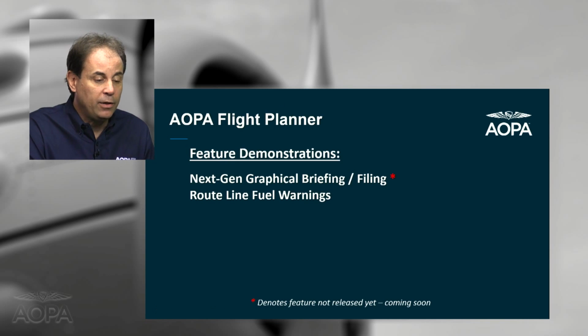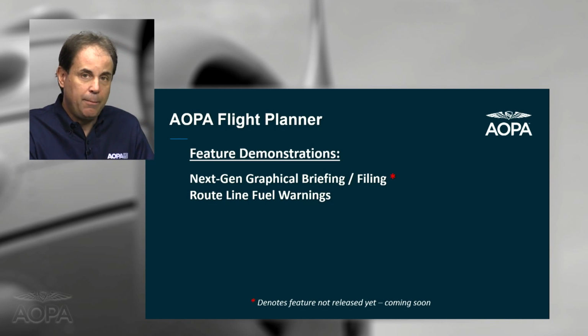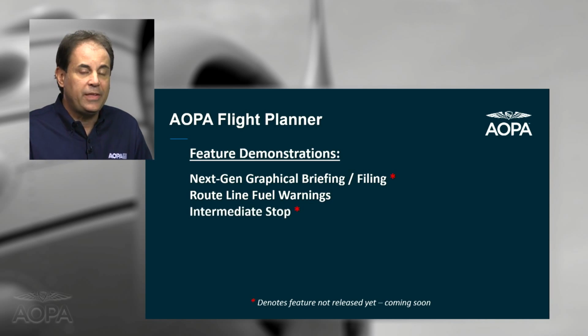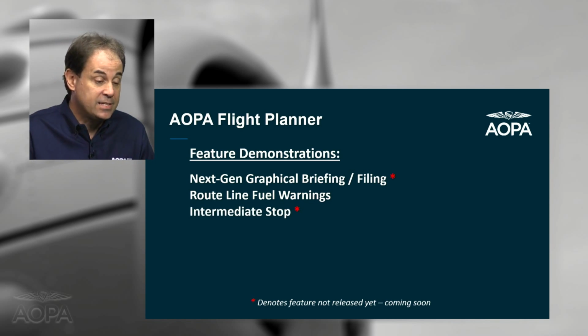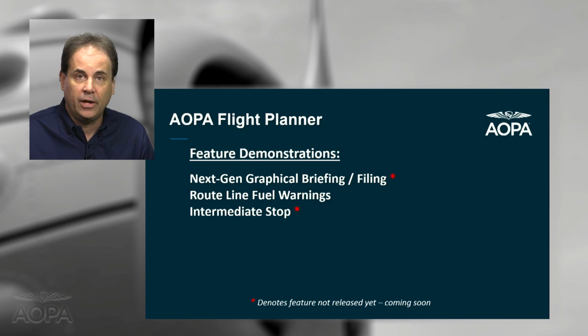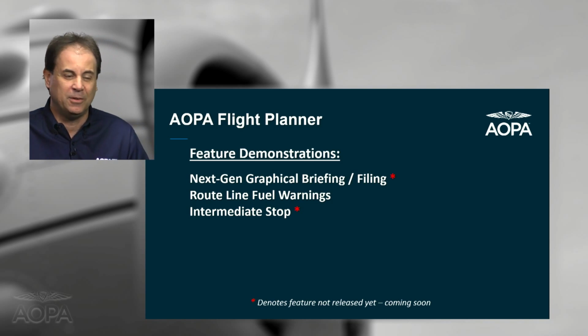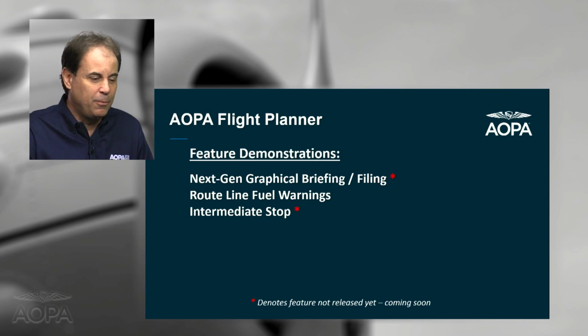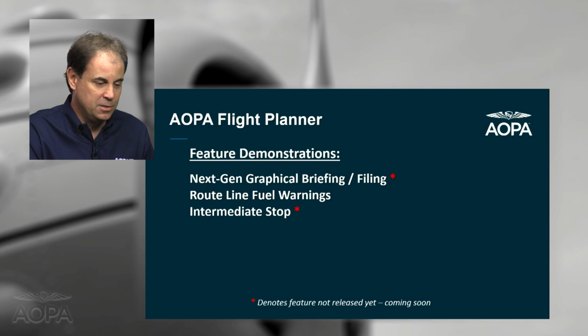We're going to look at route line fuel warnings, and the reason I put this second is it's a good segue into the intermediate stop feature. This is the number one member-requested feature we have in the flight planner. There are no other flight planning tools that I'm aware of that have this feature, and after we've started working on it, I know why. Nobody else has attempted to do this. It sounds very simple, but it is actually quite complex to do.